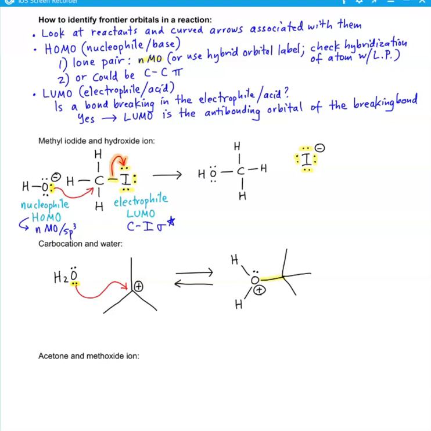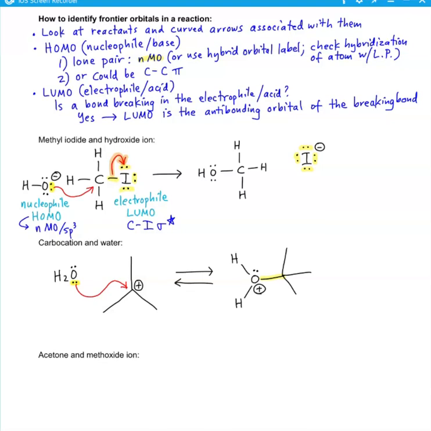Okay, so what are the frontier orbitals? Well, remember, first off, we only look at the reactants and the curved arrows that are there. We don't care about the HOMO and the LUMO in any of the products because those aren't reacting. So we only look at the reactants. We notice in this case that an arrow originates at water, at a lone pair on the water molecule, and points to the carbocation.